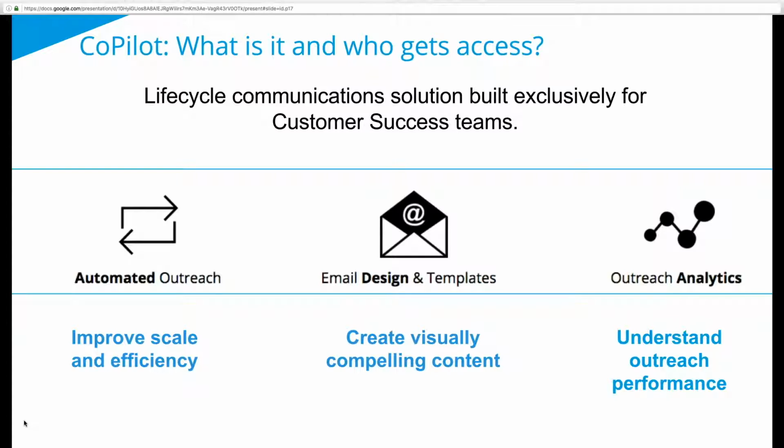With Copilot, you're going to be able to automate your outreach, which is going to improve the scale and efficiency of your business. It's going to allow you to email design and templates, so you're going to be able to create emails the way you want them to look, with different backgrounds, different text, and also it's going to allow you to use tokens to customize different fields. In addition to that, you're also going to get outreach analytics. So you're going to be able to understand your performance, who is opening your emails, how frequently your emails are being opened, who by, and you'll be able to look at and analyze different things quite efficiently.